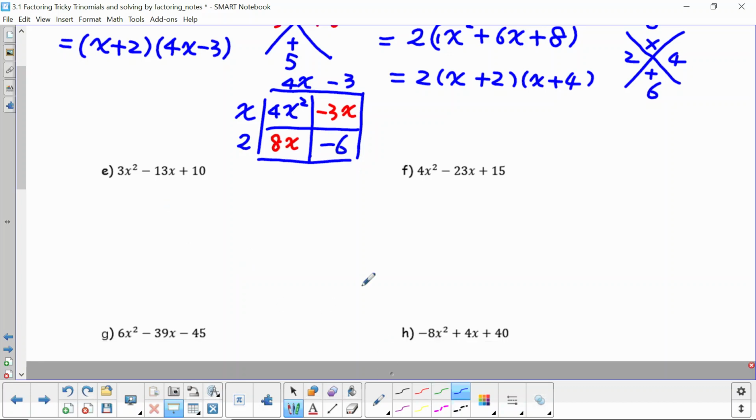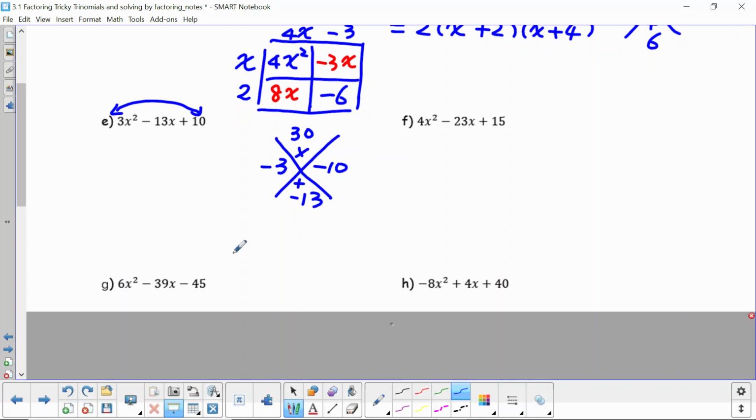So for the first one, 3, 13, 10, no common factor. So we start the x game. Multiplied together, remember, is first times last. 3 times 10 gives you 30. And added together, negative 13. It will be negative 3, negative 10. Then cross, draw the box.